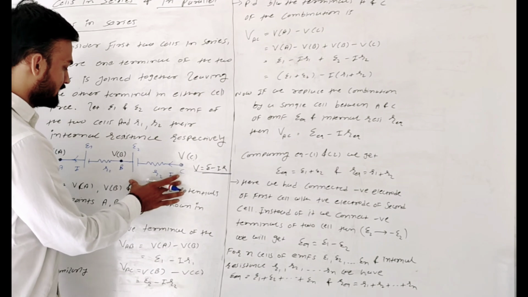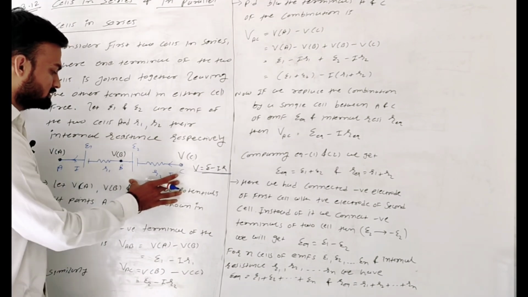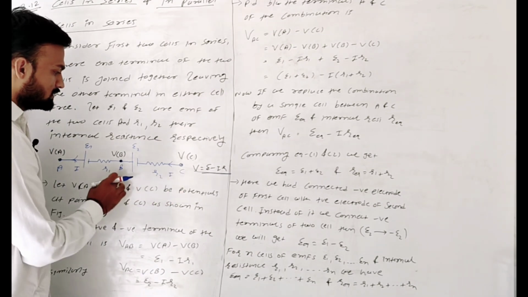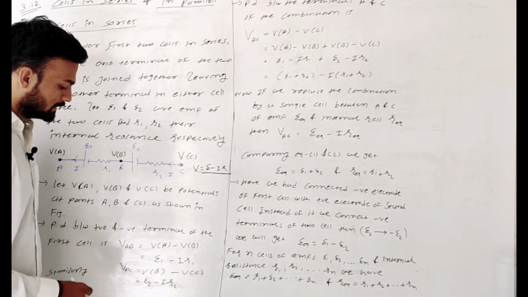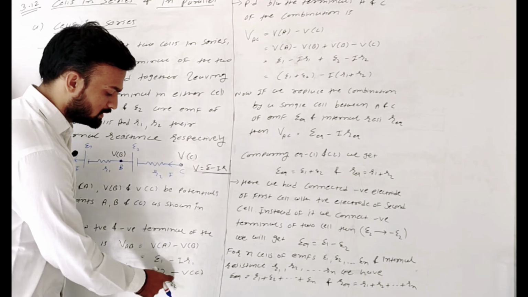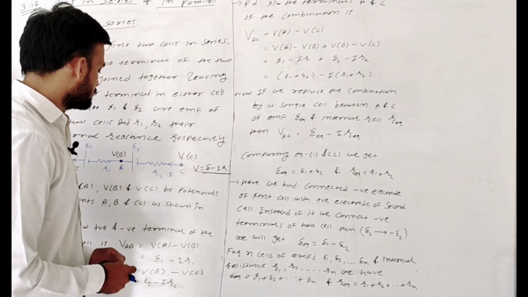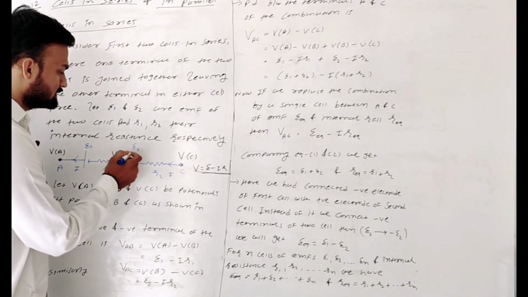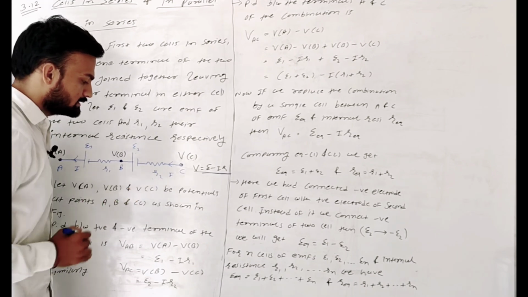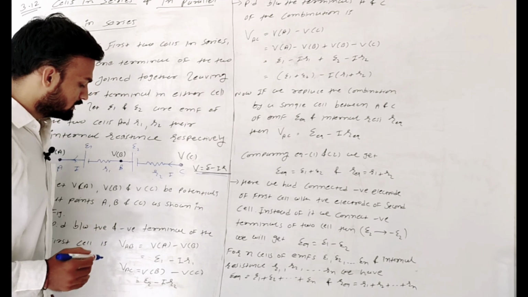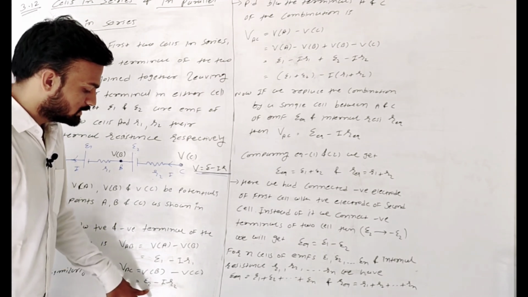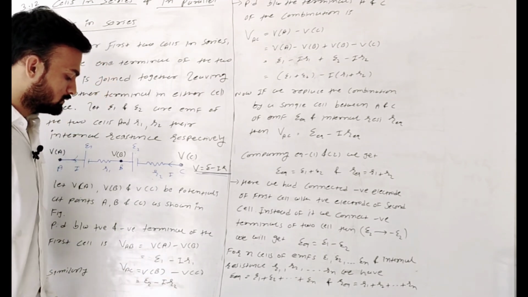Similarly, for the second cell, the potential difference across this second cell is VB minus VC. Let it be VBC. So VBC is equal to VB minus VC. Over here, the EMF of this second cell is E2 and its internal resistance is R2. So according to this equation, we can write VBC is equal to E2 minus IR2.